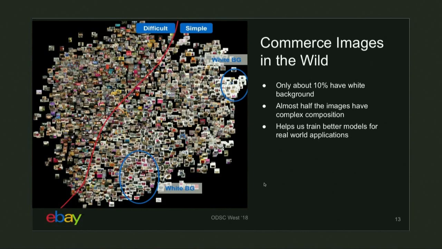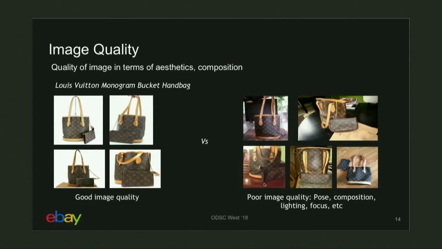About 10% of the images on the top right, I circled it in blue, have a perfect white background, and all the others on the right side have a relatively simple background. So you may be able to use something like GrabCut to remove the background. This is just talking about the background, right?